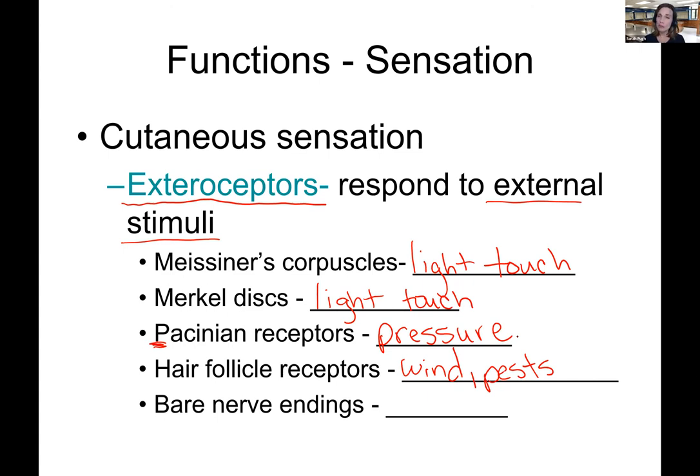And then bare nerve endings. These are going to pick up pain. Okay, so these are some different receptors that will pick up different kinds of sensation in your skin.